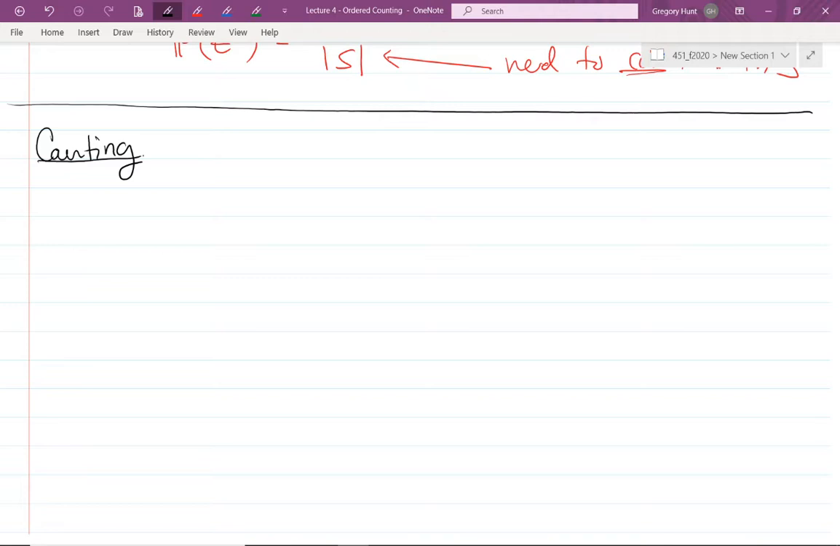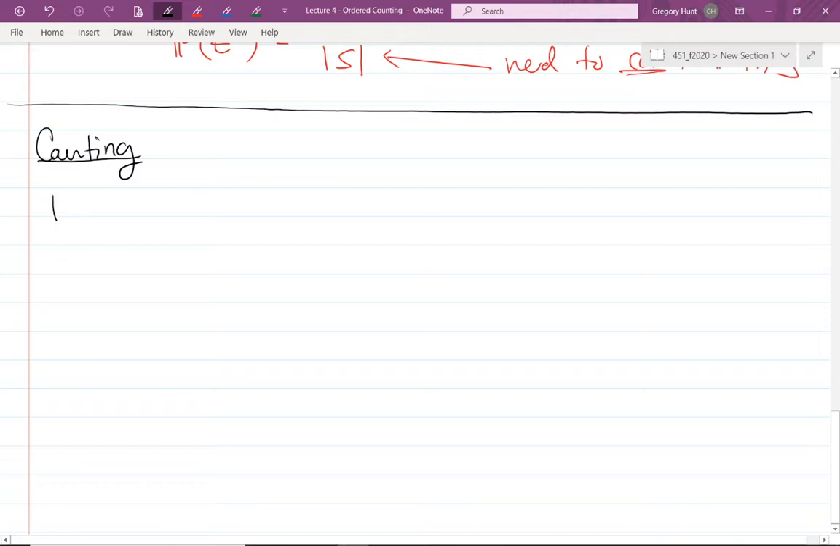And so we're going to spend at most two lectures on this before we move on to the more important, specific topics for probability. Okay, so the first thing we want to talk about is the fundamental theorem of counting.